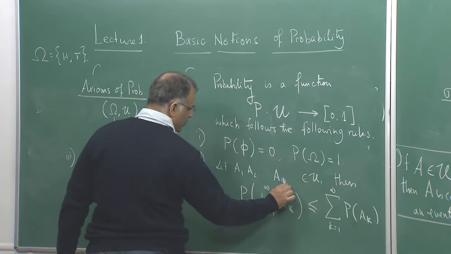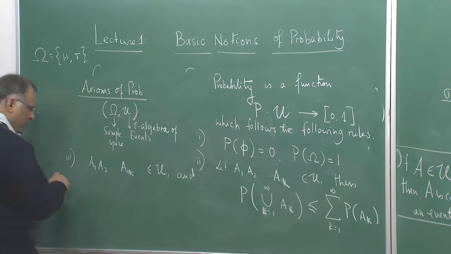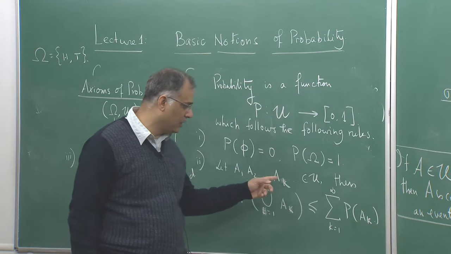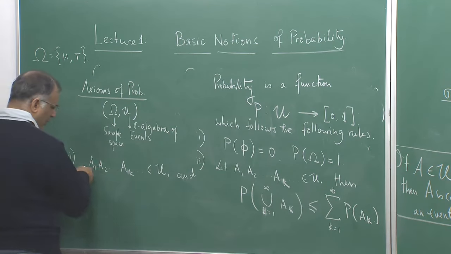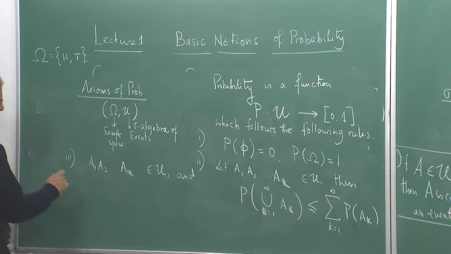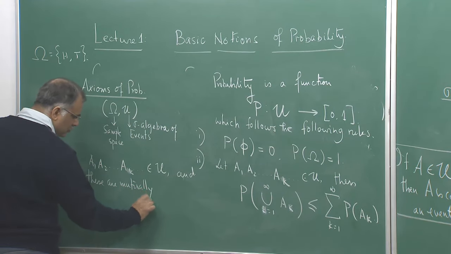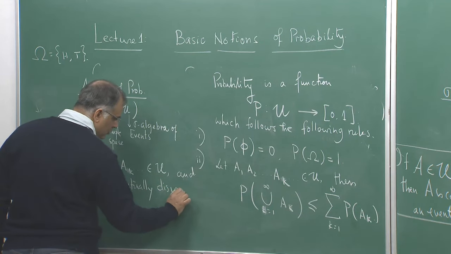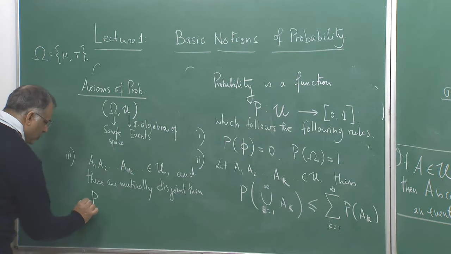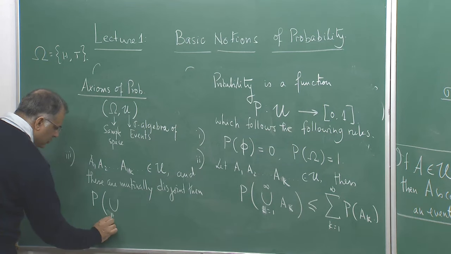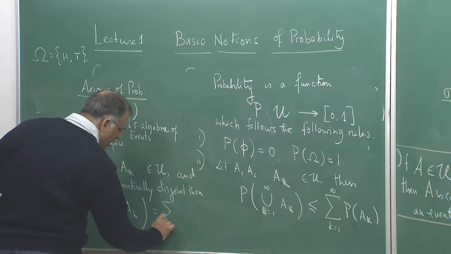If you have A_K, I should write it here, it's much more meaningful, an element of U, so you are having a countable collection of sets. Note, these are not an infinite collection of subsets, not an arbitrary collection, but a countable collection. And if you want the A_K elements of U and these are mutually disjoint, then the probability of the union of this countable collection is nothing but the sum of the probabilities.